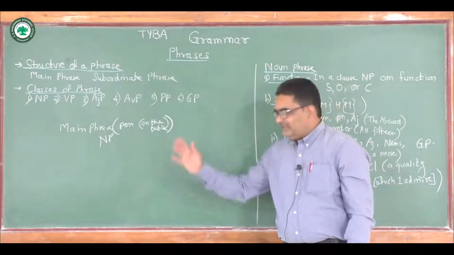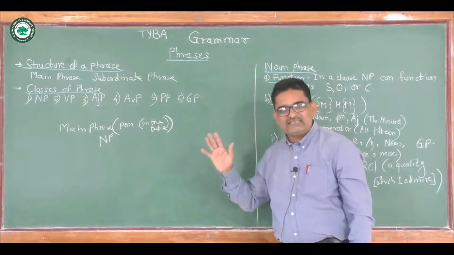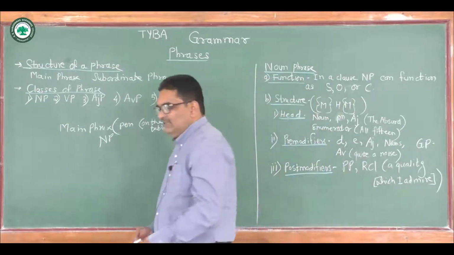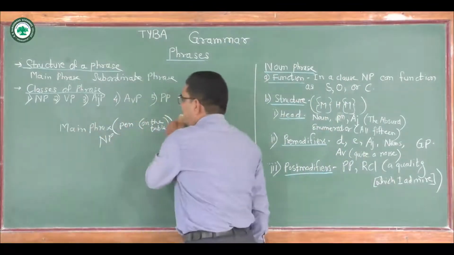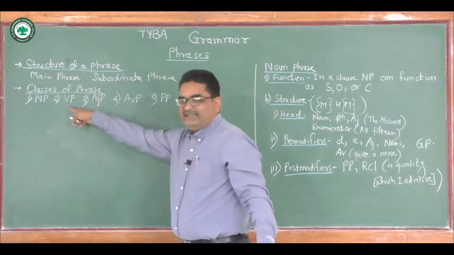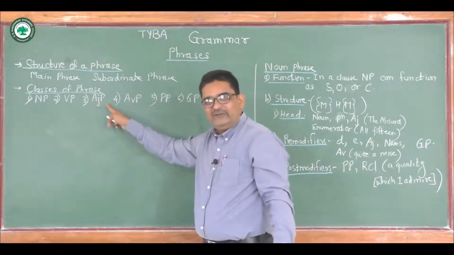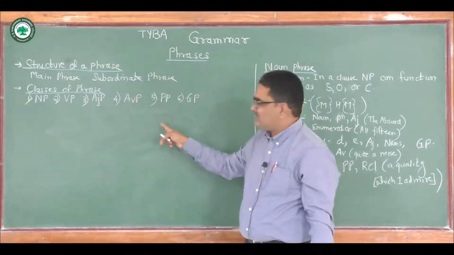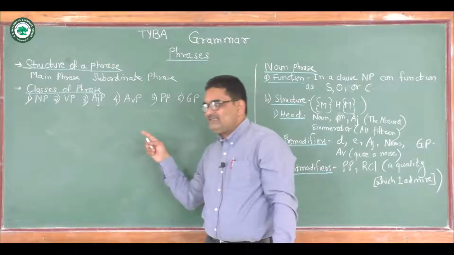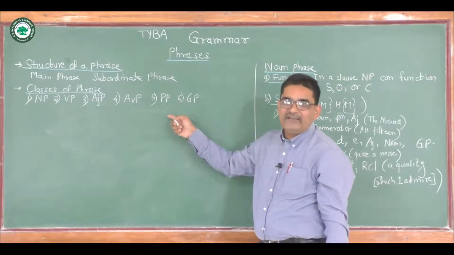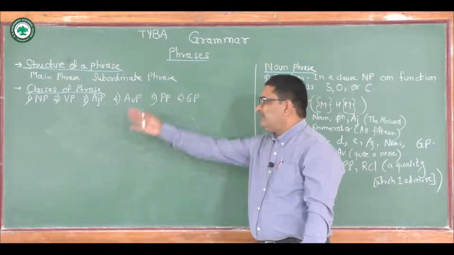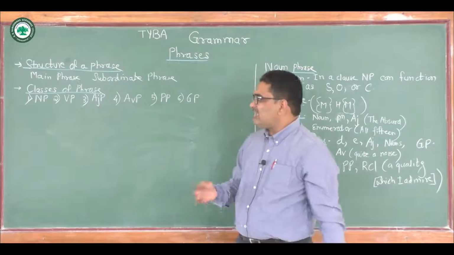Likewise, what are the different classes of phrase? We can divide the phrase into 6 different classes. Which are those 6 classes? First, as I have told you, noun phrase. Secondly, verb phrase. Thirdly, adjective phrase, AJP. Fourth is adverb phrase, AVP. Fifth is prepositional phrase, and sixth is genitive phrase.